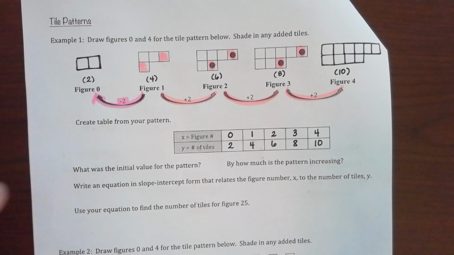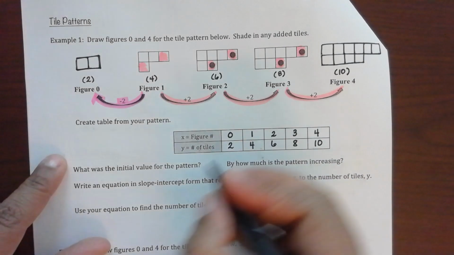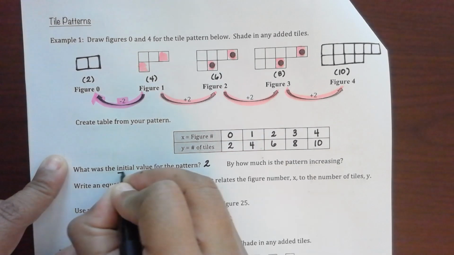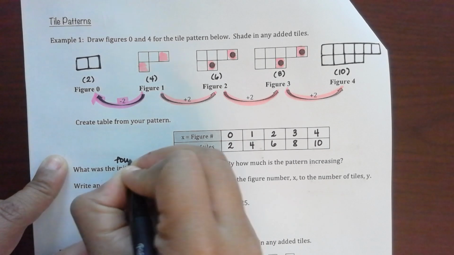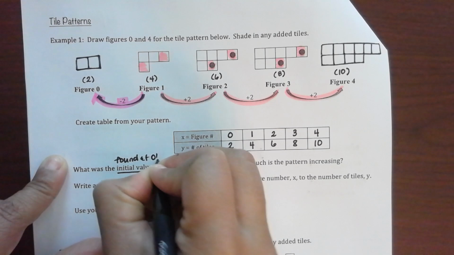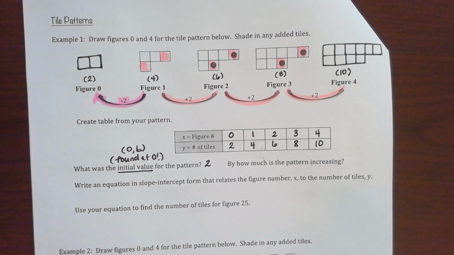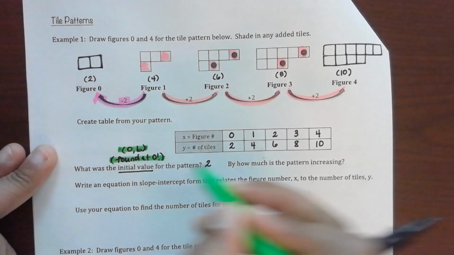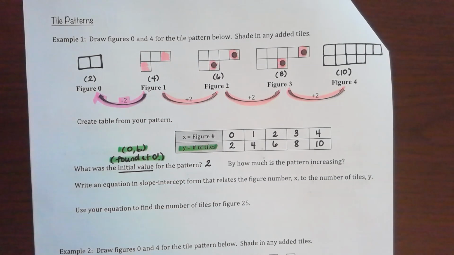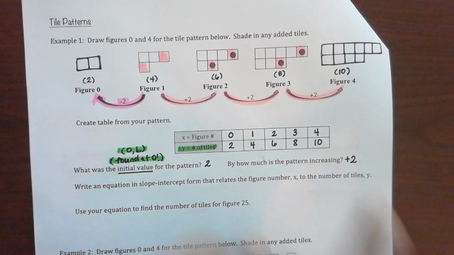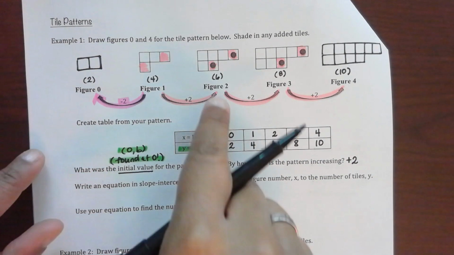What is the initial value of this pattern? 2, because that's our y-intercept, correct? So it's 2. Initial value, if you recall, is found at 0. That's key information, written as 0, B. How much is the pattern increasing by? By 2 again, because that's the growth rate happening right there in between them.